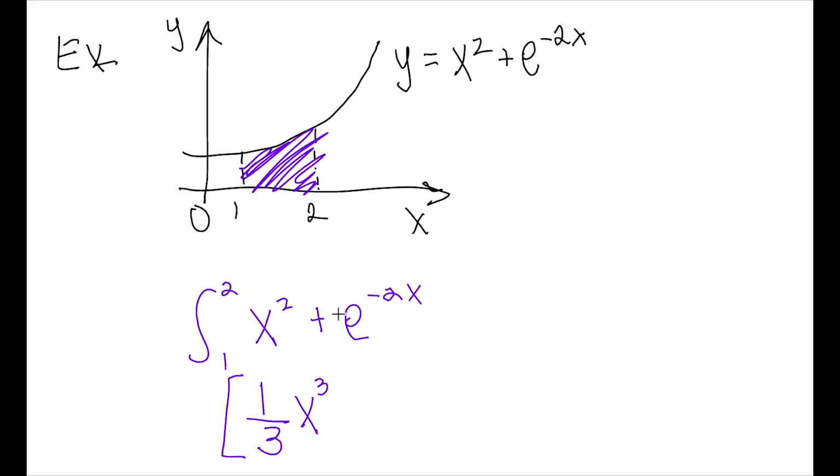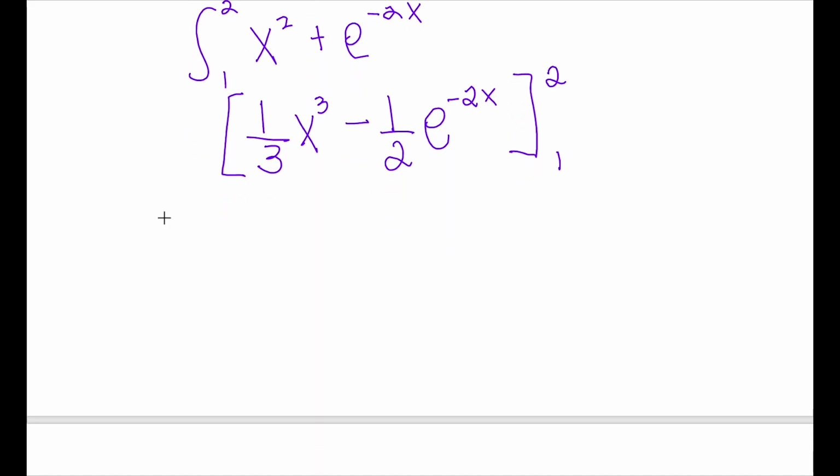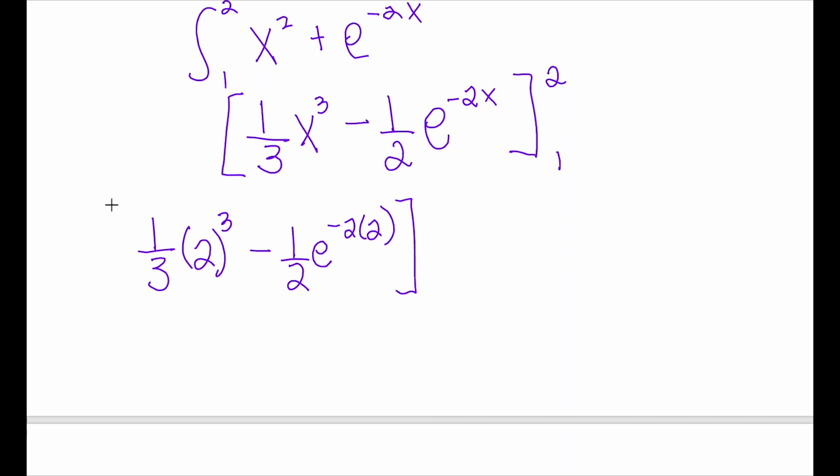The integral of e to the negative 2x, so we divide by negative 2, so it's subtracting 1/2 e to the negative 2x between 1 and 2. One third times 2 cubed minus 1/2 e to the negative 2 times 2. And then I'll subtract and plug in 1.